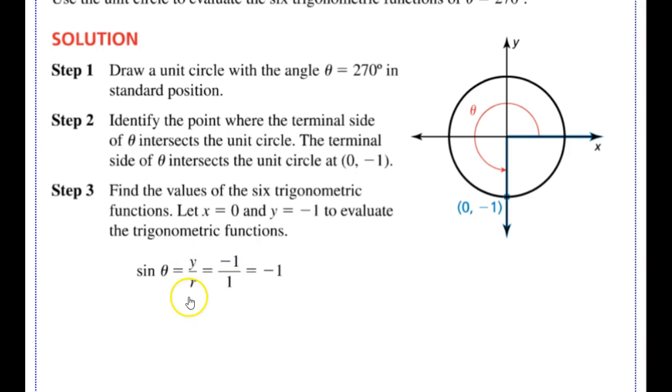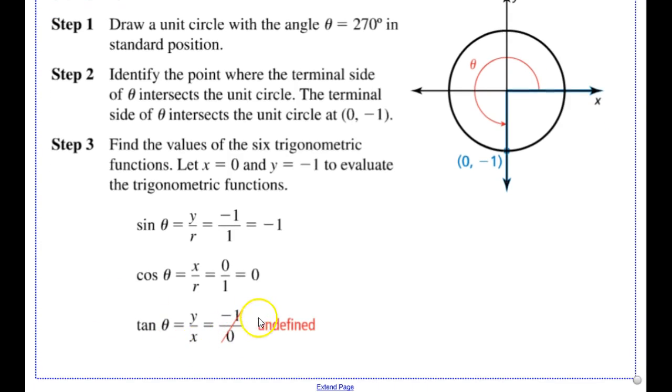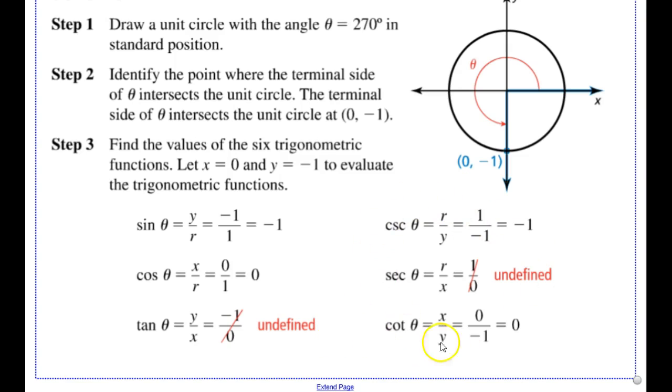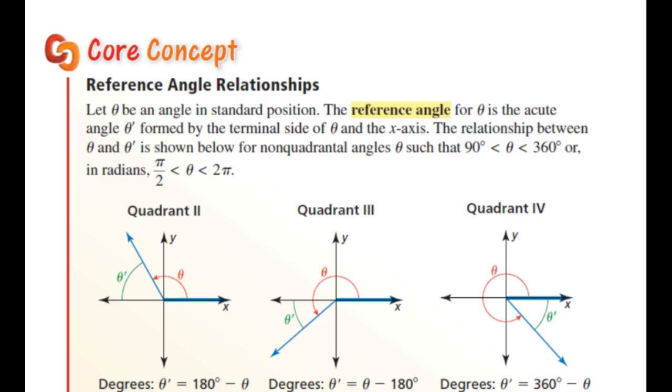So my sine, of course, is y over r. Cosine is 0. Tangent is undefined because I'm dividing by 0 and I can never divide by 0. Then I can find my inverses as well by taking the inverse of my fraction. Here are a few for you to try, using our unit circle and also using the core concept that you should have written down.